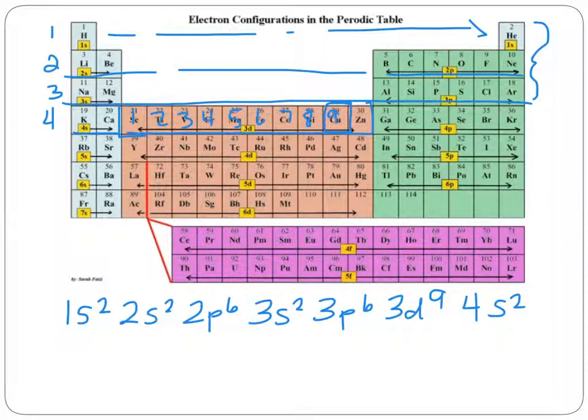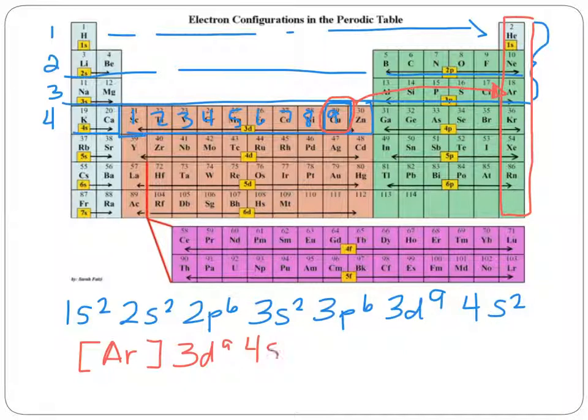This is rather lengthy, and there is a shortcut, and it uses the elements over here on the far right, which are known as our noble gases or our inert gases. You take the noble gas that is just one row up from whatever element you are considering. So in this case, in copper, argon is the noble gas that is one row up. And so we start off by saying it's just like argon, putting the atomic symbol in brackets. It's just like argon, except it also has 3d9 4s2 electrons.